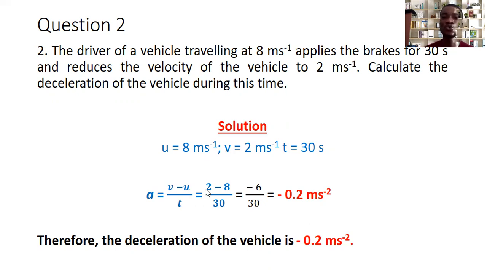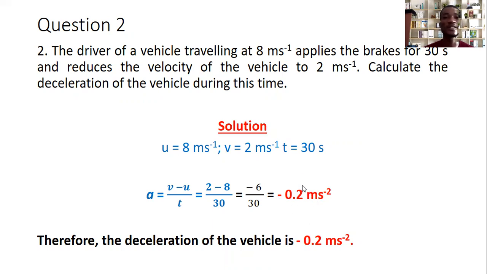Final velocity is 2 minus 8, which is initial velocity, over time, which is 30 seconds. And then when we do this, 2 minus 8 is minus 6 divided by 30. It is equal to minus 0.2 meter per second square. So this is the new acceleration. Sorry, it is the deceleration.